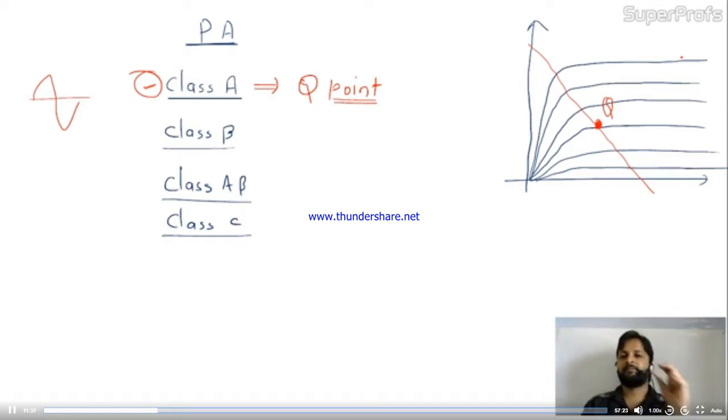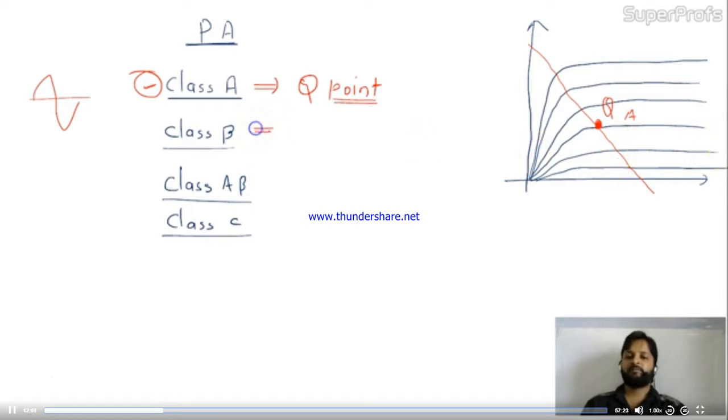In the stability of BJT, we saw that we were changing the Q point: keeping it in the middle, near saturation, and near cutoff, and we were getting the output. The output was clipped if we took the Q point in the cutoff or saturation region, as we have seen in the BJT. Similarly, we'll use that application in the class B amplifier. If you keep the Q point over here, this is class A amplifier, which means you get the entire signal at the output.